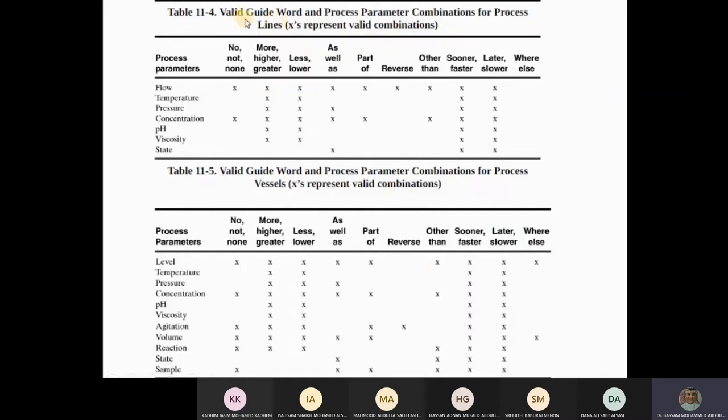So let's see here, for example, there is a guide telling you what usually is used, okay, from their experience. So the valid guide words and process parameters combination for process lines are as follows. So flow, we can say the flow stopped, the pump is not working, the flow increased for some reason, I don't know why, it went down, as well as happening with something else. Part of it, it's reversed, I don't know how, okay.